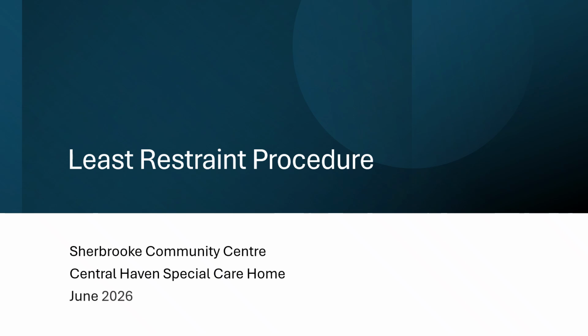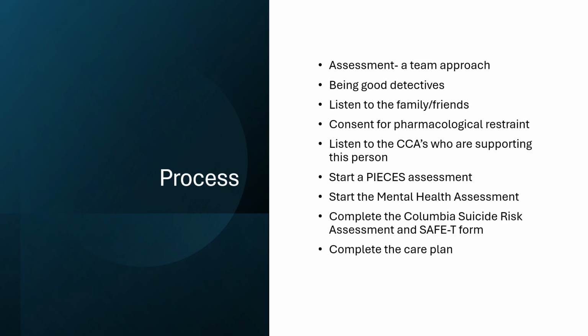So this is the procedure for pharmacological restraints. This is just a quick overview of the process. This will include a team approach to an assessment for the resident. It needs us all to be good detectives to try and figure out what's happening for our residents and elders. We need to listen to family and friends. We need to obtain an informed consent for pharmacological restraints. We'll talk more about that later.